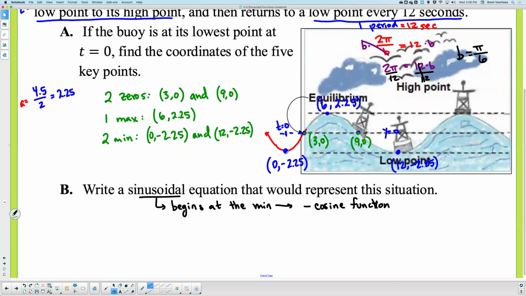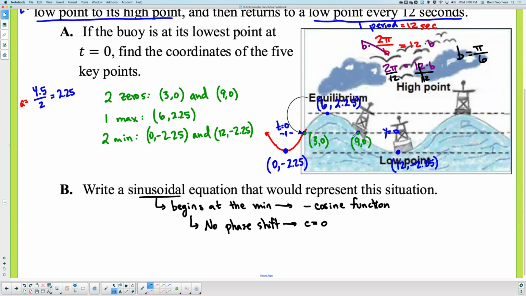Let's see what else. We found our b value. We know our a value. We're going to say it's not shifted to the left or right. I'm going to say no phase shift. We get to pick where the y-axis is. It says it begins at 0. So since it begins at time 0, we're going to say no phase shift, which means that c is equal to 0.